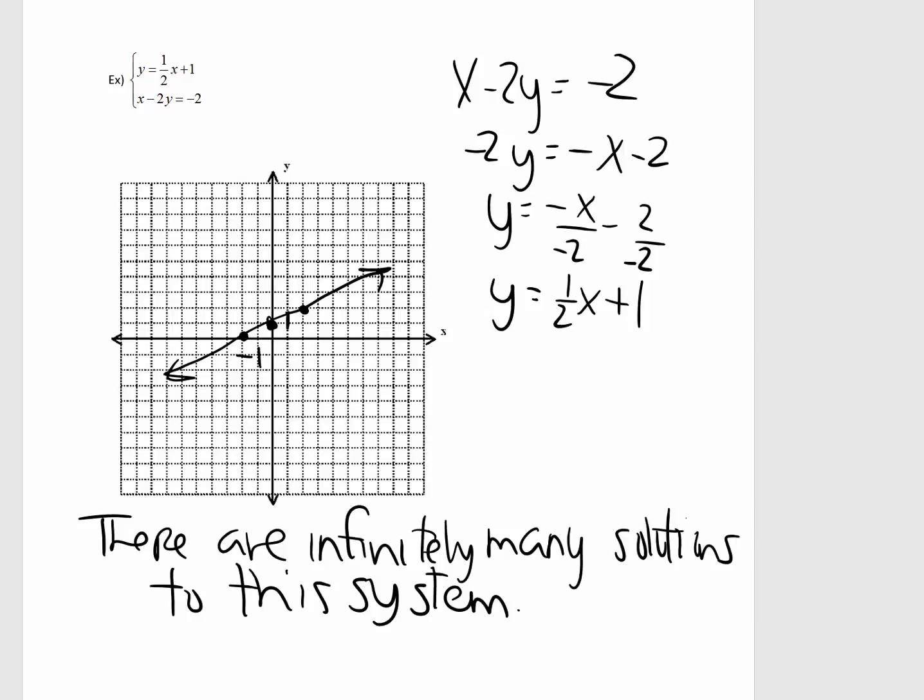Now, I want to make a very important point before we're done with this video. We have infinitely many solutions, but we do not have all real numbers at work here. For instance, I know that (0, 1) is a solution in this system because that ordered pair is part of the line. But (0, 0) is not a solution because (0, 0) is not anywhere on this line. So again, you do have infinitely many solutions, but you don't have all real numbers for this.